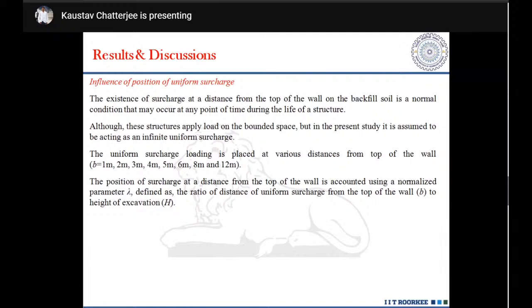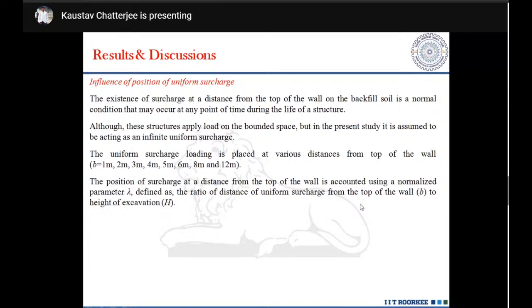Next, the influence of the position of uniform surcharge. The position of surcharge at a distance from the top of the wall is a normal condition and can occur at any time or point during the life of a structure. Although these structures apply load on a bounded surface, in the present study we assume an infinite uniform surcharge loading, placed at different distances of 1, 2, 3, 4, 5, 6, 8 and 12 meters respectively.